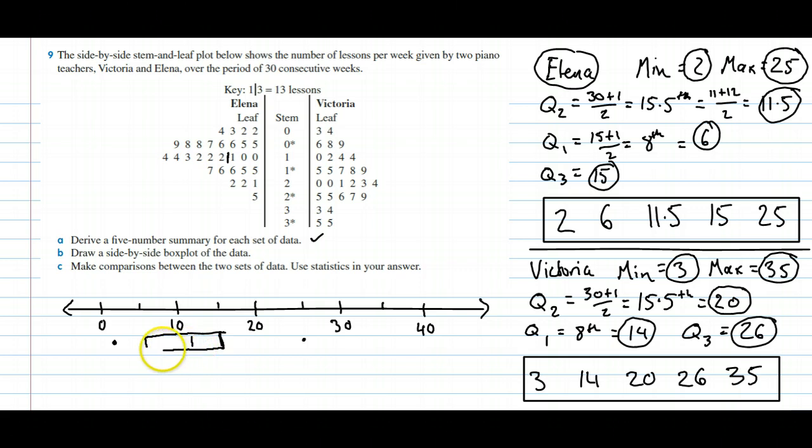Now we can draw the box, draw the whiskers, connecting up to the dots, and there we go. It's a pretty ugly looking box, but it'll have to do. For Victoria, we've got a 3, which I estimate to be around here.